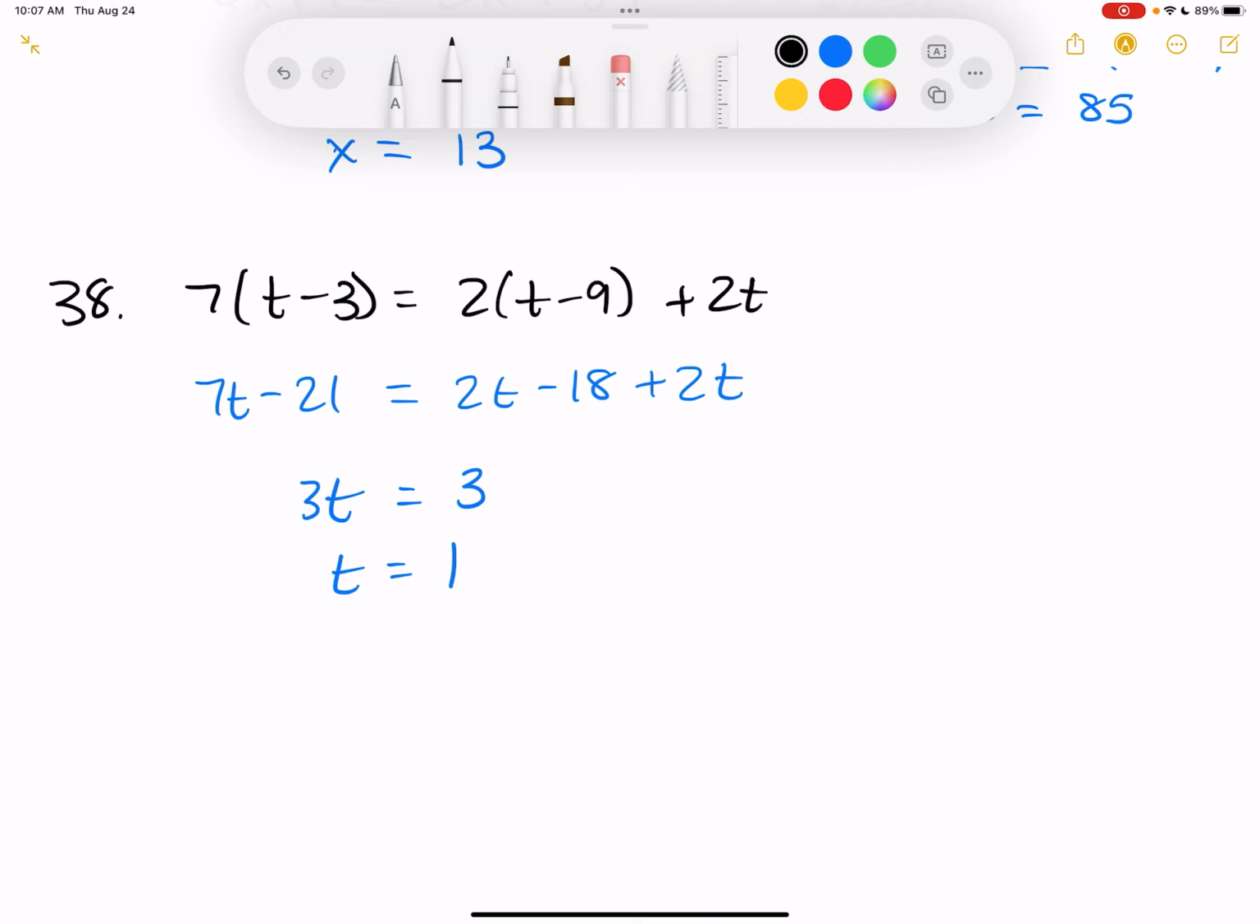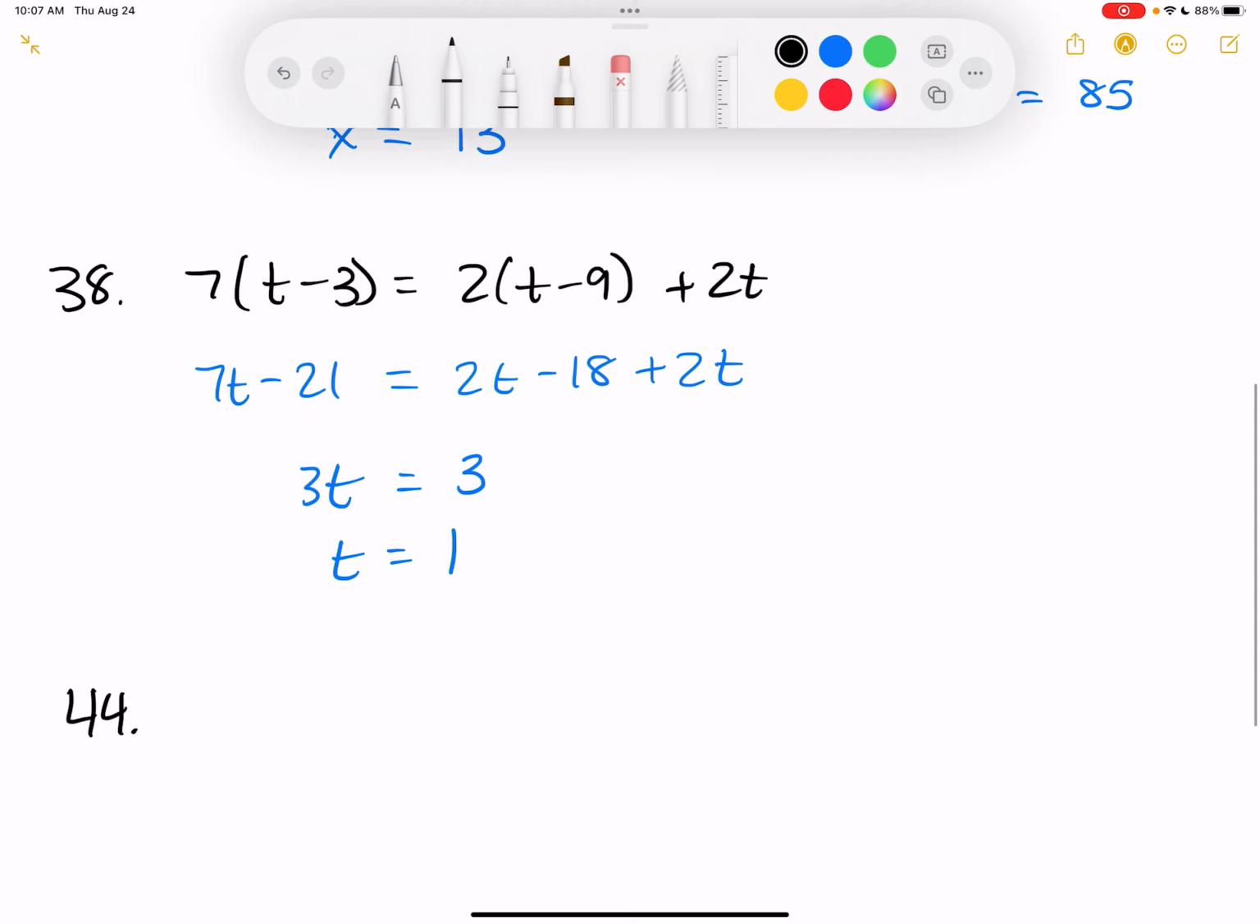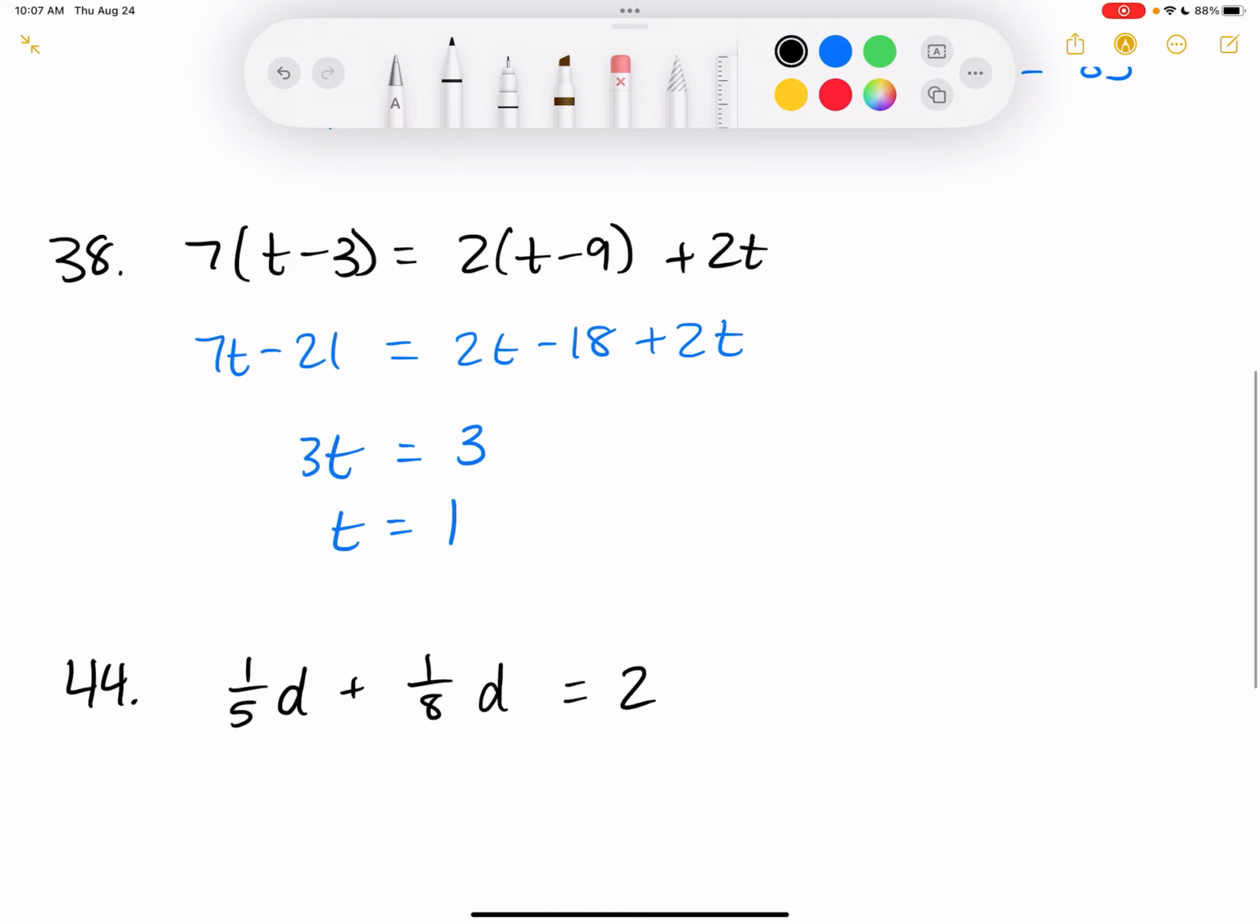All right, these ones I'm going to show you because you've probably never seen this method to doing them before. And, well, let me start out with how many of you hate fractions? Okay. I'm going to show you how to get rid of them. So 44, 1 over 5d plus 1 over 8d is equal to 2. Now, I'm going to make your life much easier because right now you'd have to get a common denominator and then you have to combine them and then you have to multiply. There's a way easier way to do this.